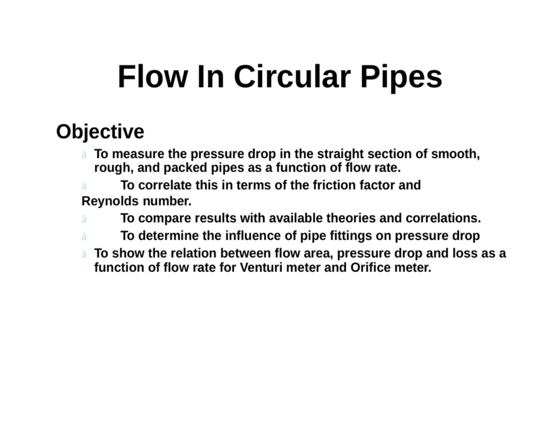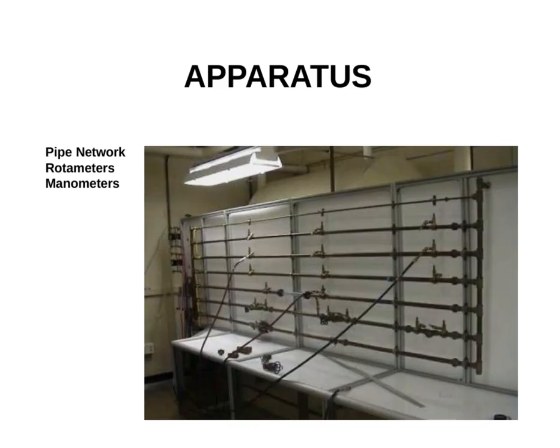We'll also look at how pipe fittings affect pressure drop, and finally, explore how flow area relates to pressure loss in devices like Venturi and orifice meters. This gives us a full picture of flow in circular pipes.